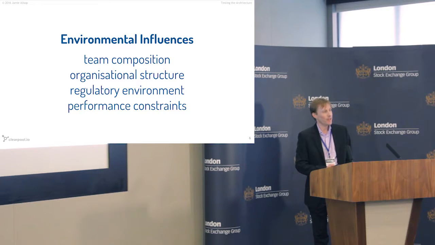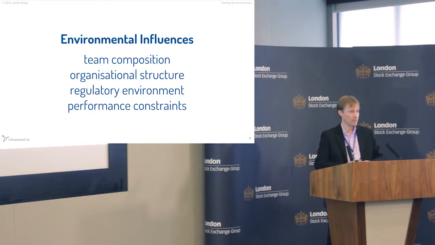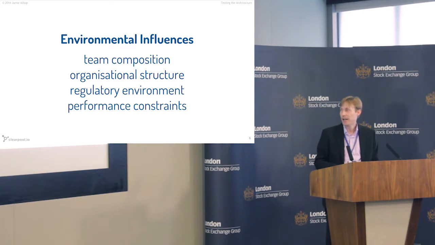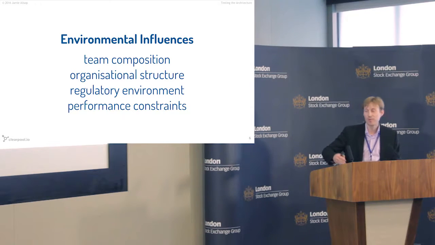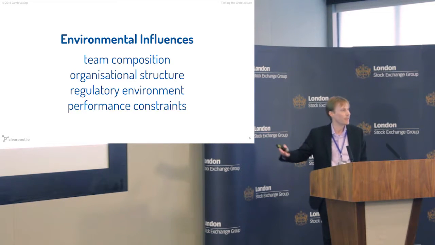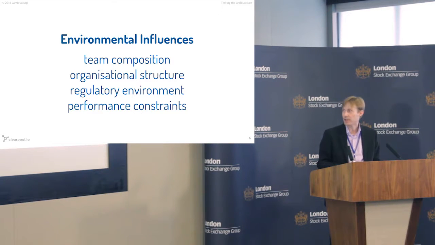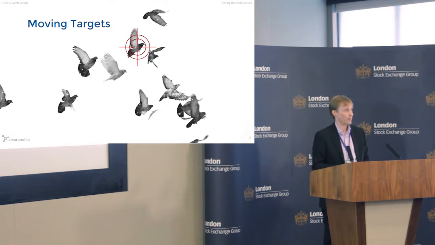We also have environmental influences which impact our architectures. Some of them are shown here, but typically team composition, the teams that form to build systems, and organizational structure. If anyone's heard of Conway's law, then this is it. The regulatory environment, a big one for us, and performance and constraints. And what we see with things like MiFID II is that we actually have performance constraints encoded into the regulations. So we're getting to a stage where this can all be quite difficult. And these are moving targets, and because of that, it's very hard to figure out where we are.